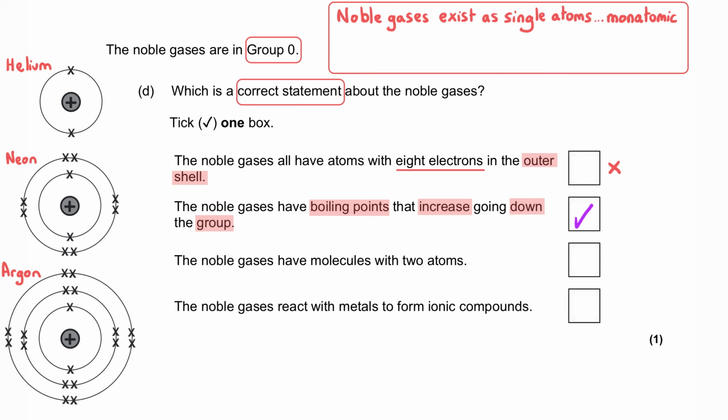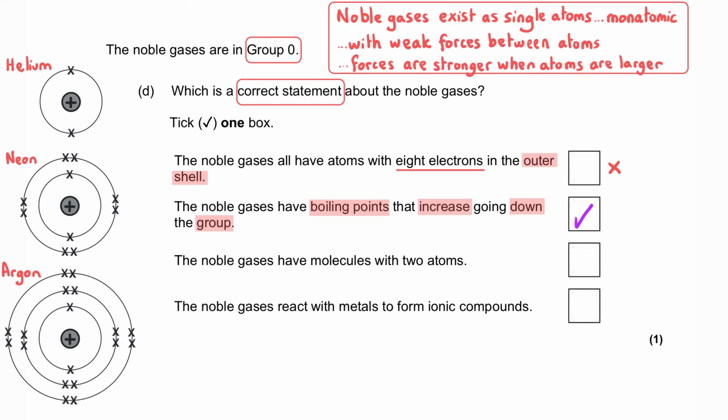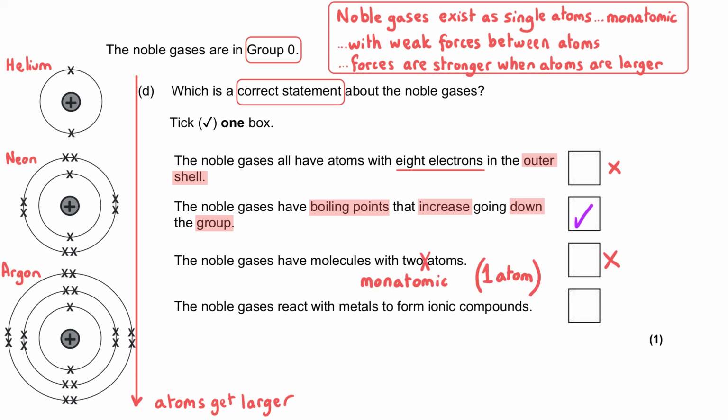The noble gases have weak forces between these single atoms, and these forces are stronger the larger the atoms are. And as you go down the group, the noble gas atoms get larger, which means their boiling points increase because these forces are larger and the atoms are harder to separate. The noble gases are not molecules with 2 atoms. They go around as single atoms, so that third one is false. And the noble gases react with metals to form ionic compounds is also false. The noble gases have no reason to react at all because they already have a stable electronic structure, because they have a full outer shell of electrons.